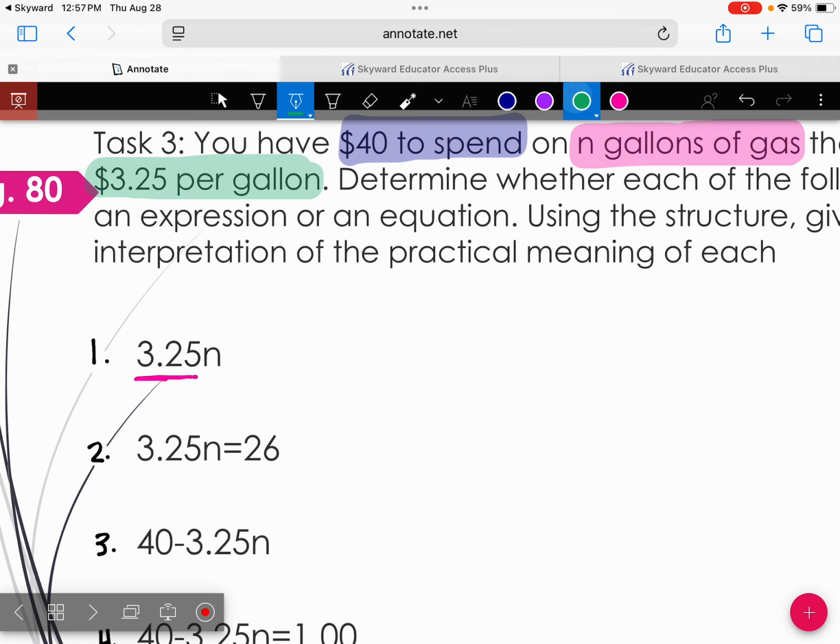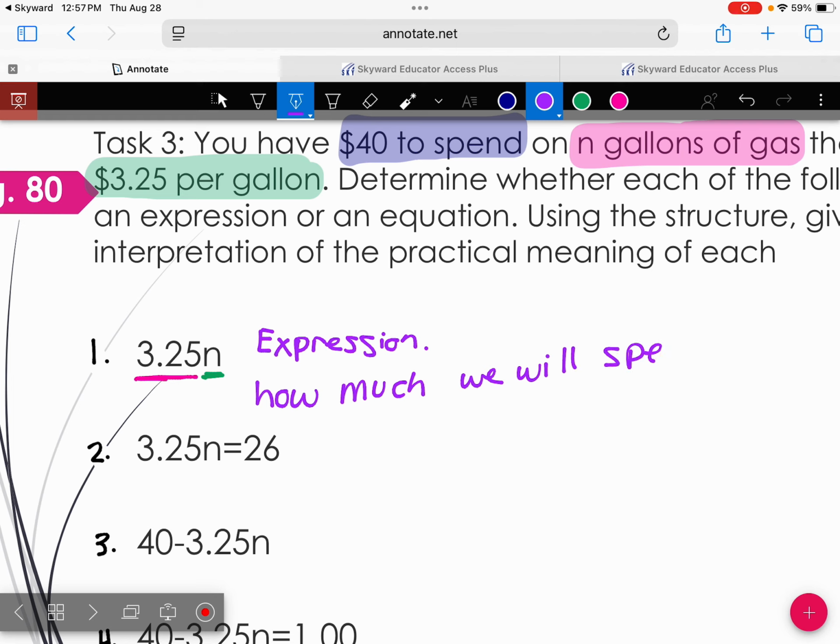So what is this going to tell us? If it's how much it costs per gallon and how many gallons, it tells us how much money we're going to spend. This is an expression. I'm going to put expression here just because it's good for us to remember. It tells us how much we will spend in total. So no matter whether or not I knew that we only had $40 to spend, I can figure out how much we're going to spend on gas by taking the cost times how many gallons.